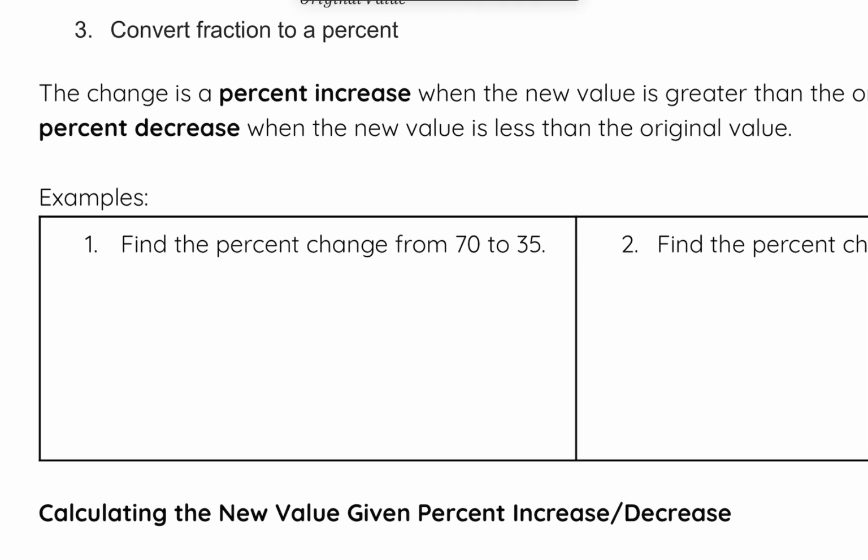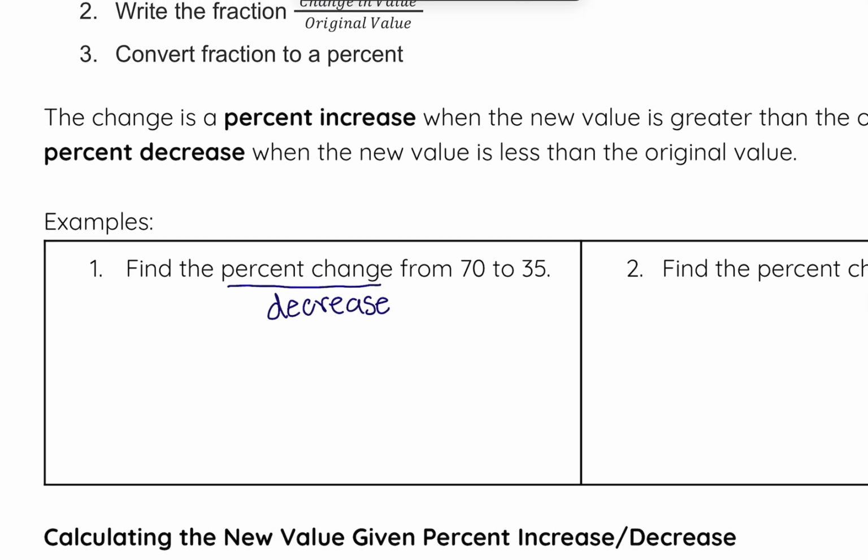First example here, we want to calculate the percent change from 70 to 35. The first thing that is important to note is that this is going to be a percent decrease. The reason it's a decrease is because our starting number is higher than our ending number, right? We're starting at 70 and then it's going down to 35. So that is a decrease. The next thing we want to do is calculate the change. What is the change in value? To find that, we can subtract 70 minus 35, and that equals 35. So 35 is the change in value.